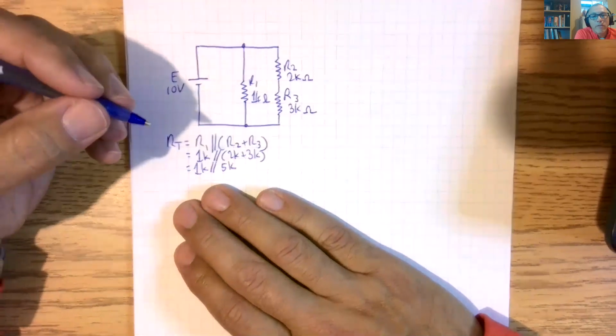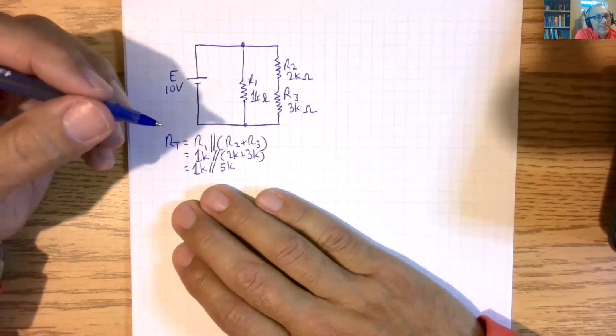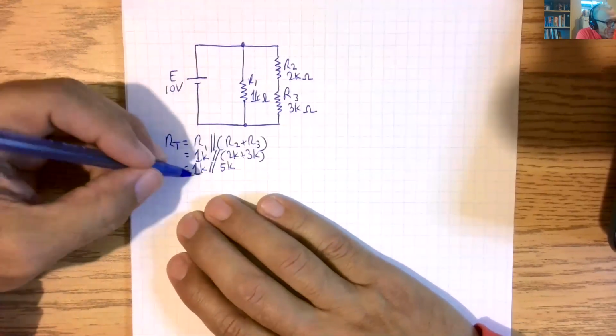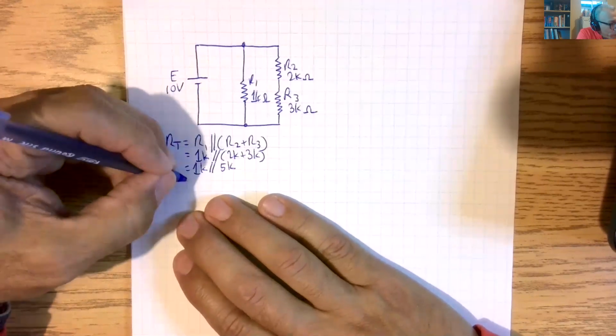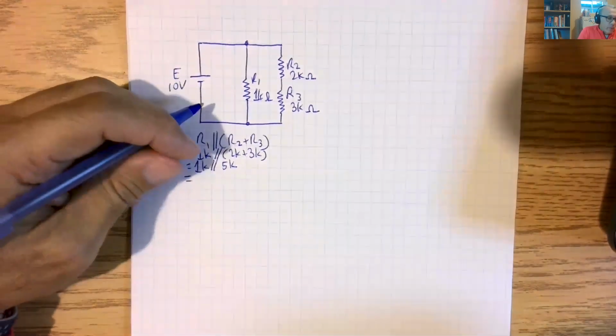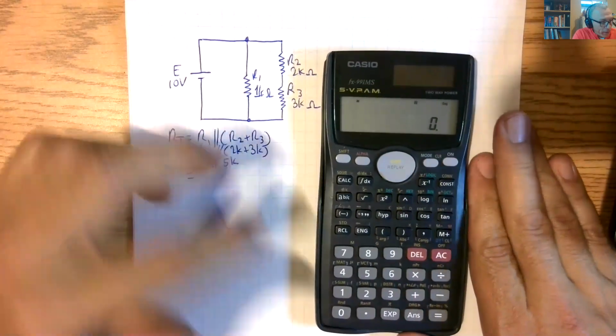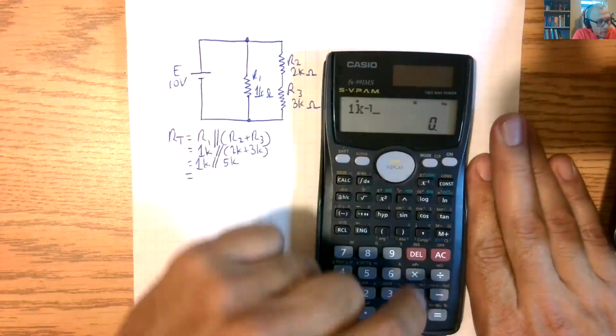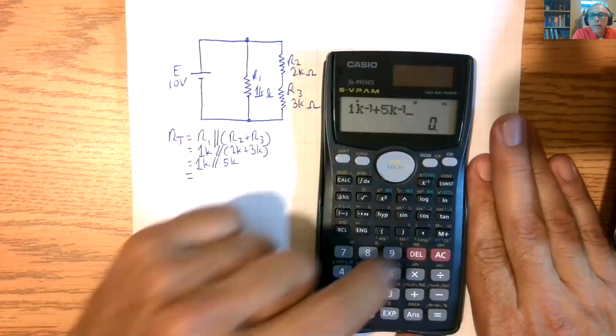Please don't ask me how I got 5K. Please. I'm just kidding. So 1K in parallel with 5K. So what do we get? We get there, okay, 1K parallel with 5K.